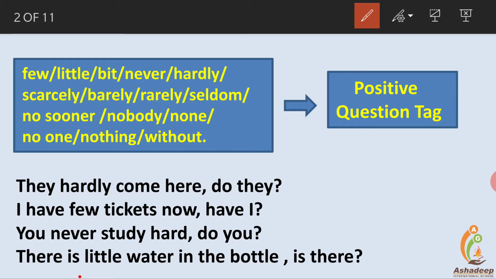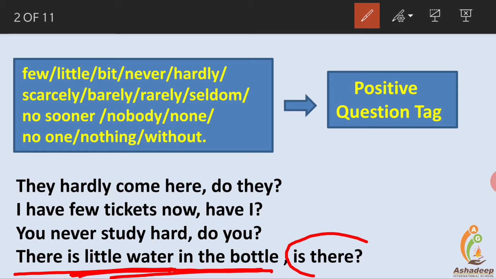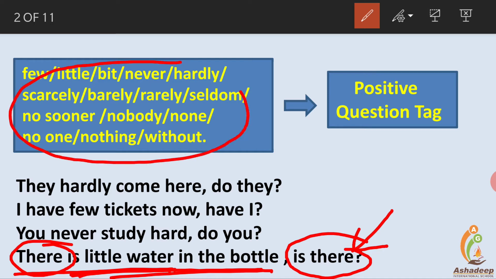There is little water in the bottle. How much water is there? None. Means almost not. Little water, there is no water. And that's why it is a negative sentence, and the question tag will be positive in this case. Is, the positive verb, and the sentence has there, so as a pronoun, there will be used over here. So this is the way sentences with the given words are written. It has a positive question tag.